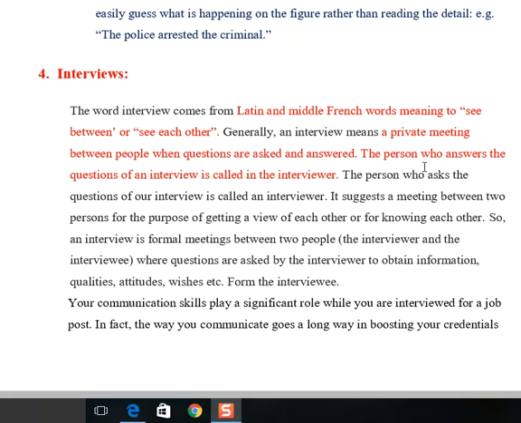The person who answers the questions of an interview is called the interviewee. The person who asks the questions of an interview is called the interviewer. It suggests a meeting between two persons, with the purpose of getting to know each other.